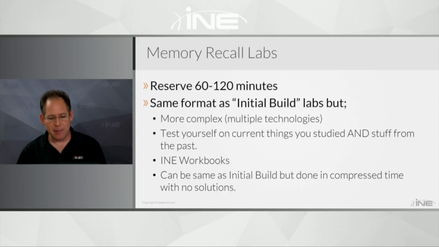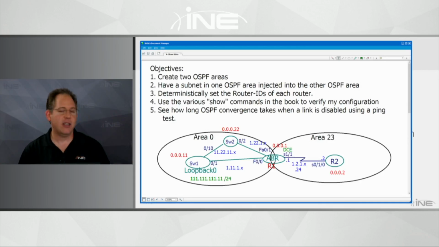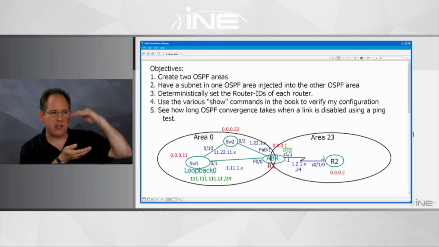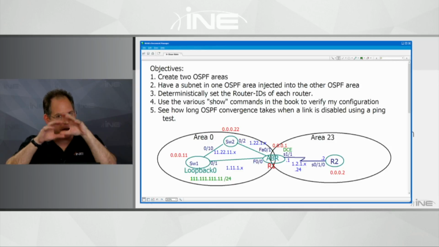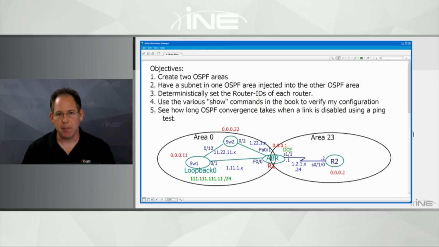For example, I might start with this initial build lab that I did and say, okay, in addition to this, I want to add in EIGRP and redistribute. I want to add in an access list on switch 2 that's blocking telnet, permitting ICMP. So in this memory recall lab, my list of objectives is going to be much longer and the topology is going to be much more complex.